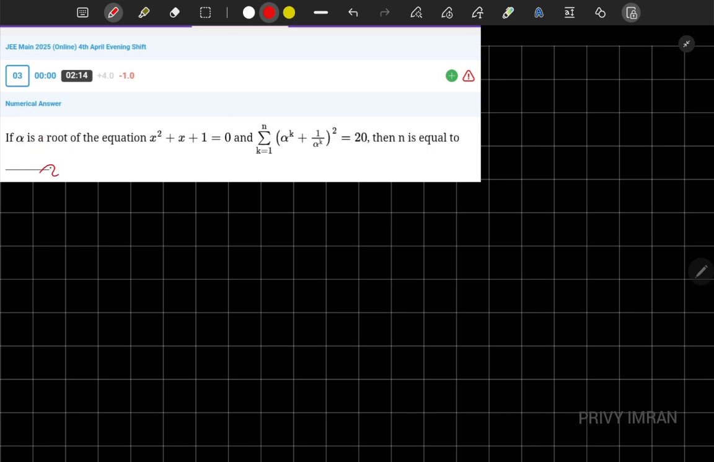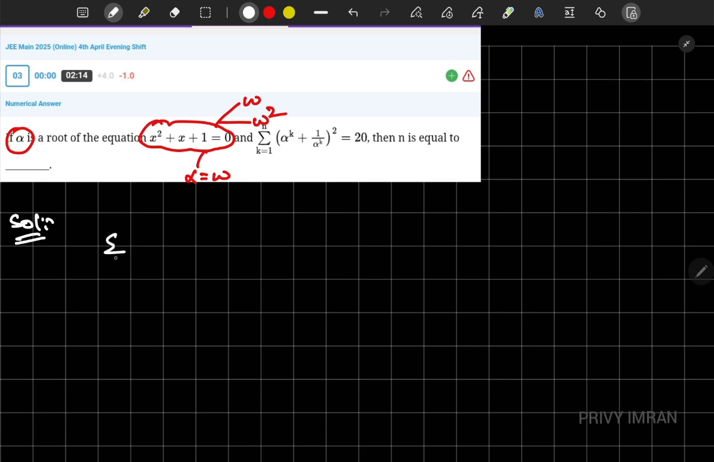Before entering into the question, if you observe here, alpha is the root of this equation. So here alpha is one root. If you observe, it is nothing but the cube root of unity. So here the roots will be omega and omega square. So the alpha value is indirectly omega. Please do remember alpha value is omega. Now let me solve this question.